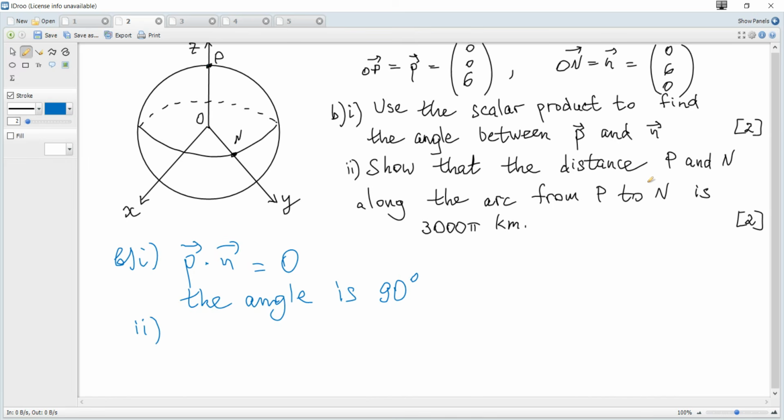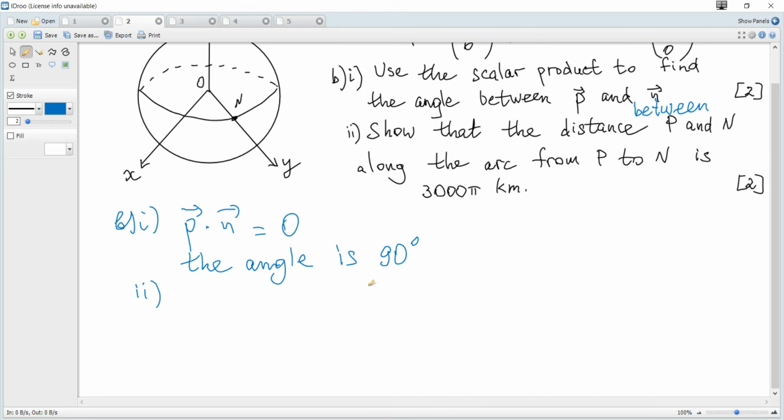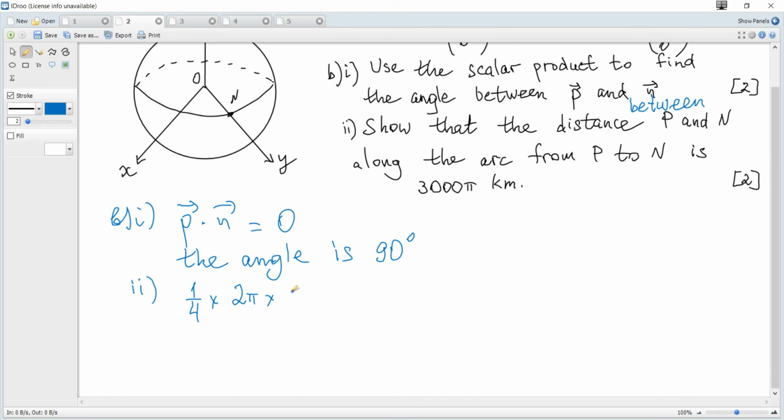The next part shows that the distance between P and N along the arc from P to N is this value. So it looks like this. It's a radius, so it's 6. This is also a radius, so it's also 6. This angle is 90 degrees, and the length of this arc is required. It's clear that it's a quarter of the circumference, or you may use the formula that it's 2 pi r times theta over 360, where theta is in degrees, so 90 degrees over 360, or just 1 over 4 times 2 pi r. And to get directly in kilometers, times the radius, and it's the required value.